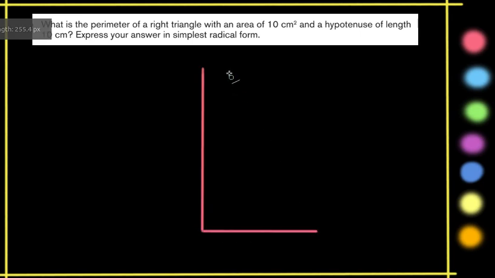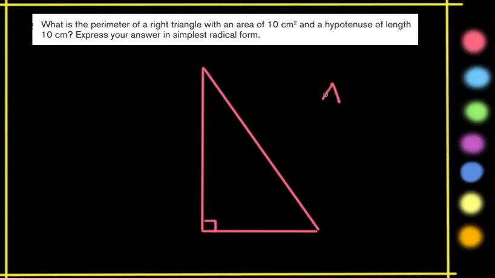And I don't know if I'm drawing this even close to right, but I'll draw a right triangle. And it says the area is 10 centimeters squared. And the hypotenuse is 10. Okay, so the hypotenuse is 10. And that's all they give us. The area is 10 and the hypotenuse is 10, and then it's a right triangle.